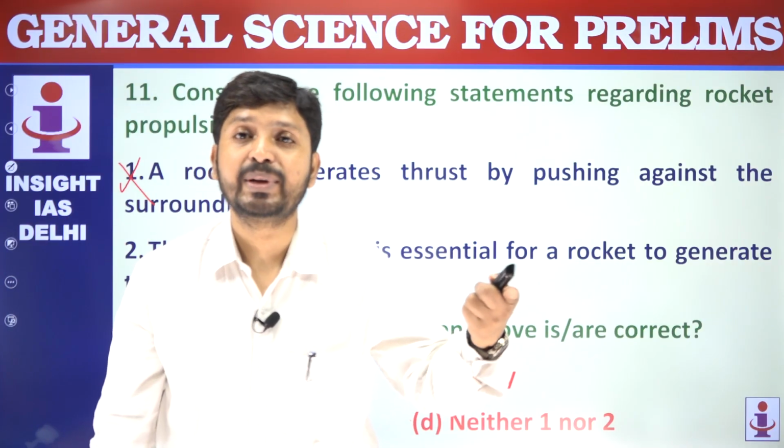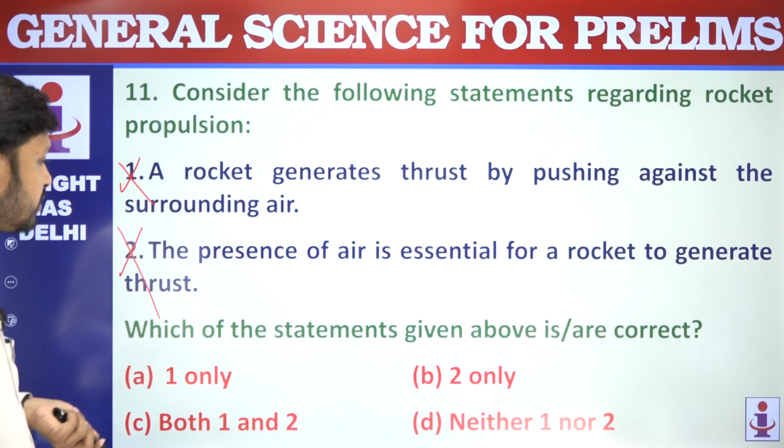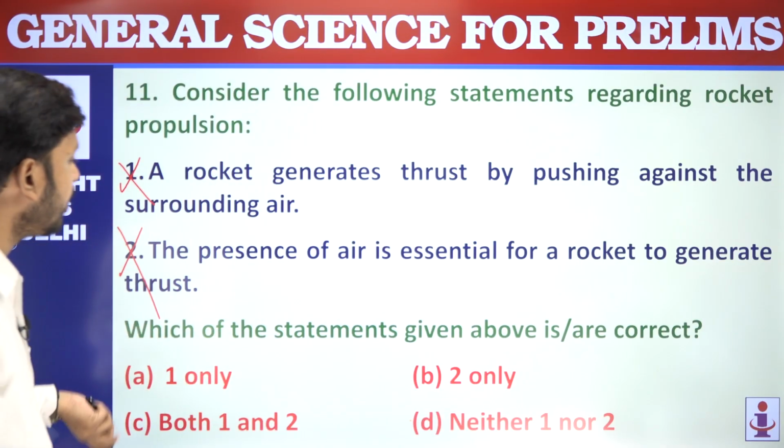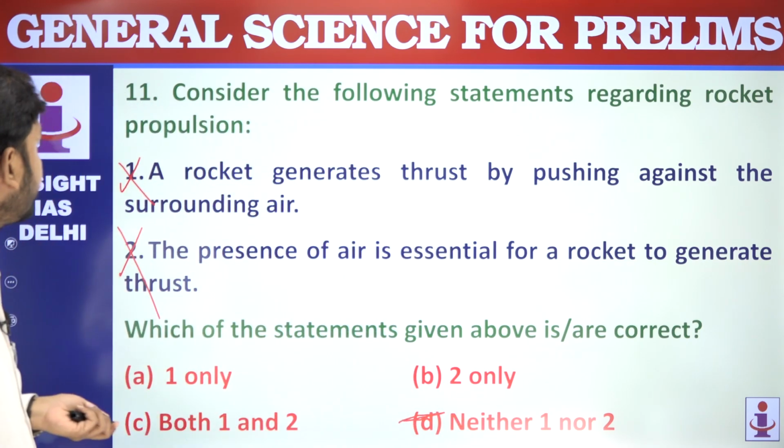So they are called air breathing and these are non-air breathing. So no need of air. So this is also wrong. So which of the following are correct? So both are wrong. So our answer will be D. Is it clear? So let's go to the next one.